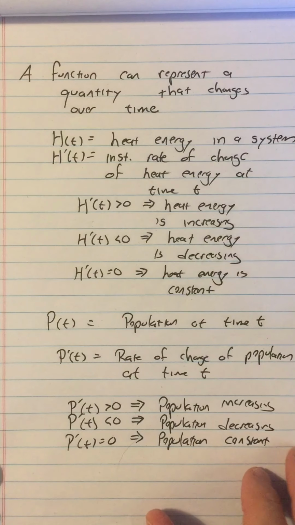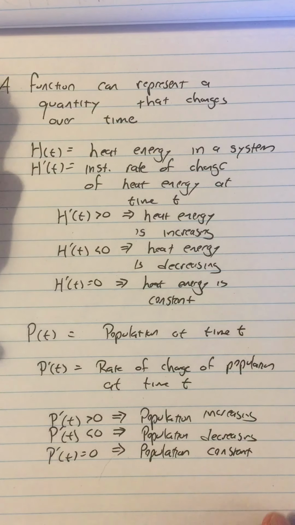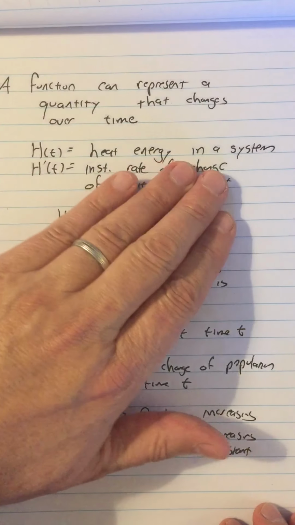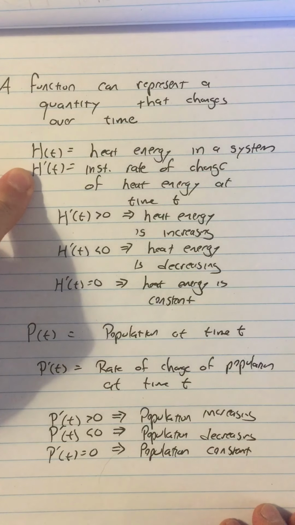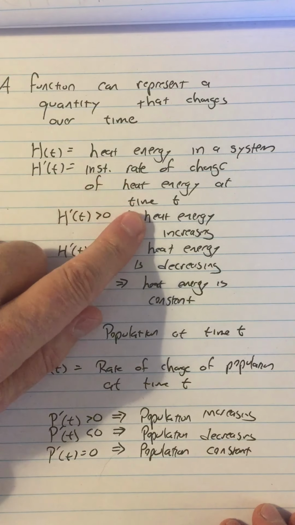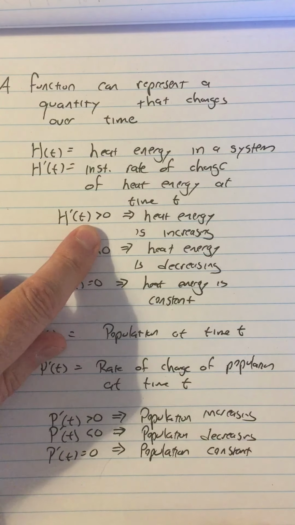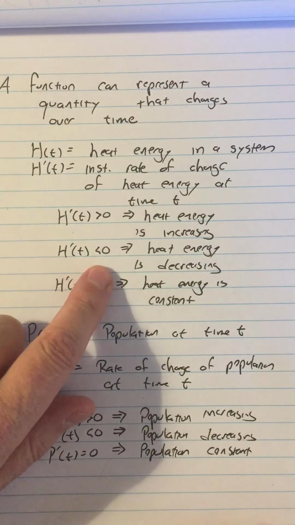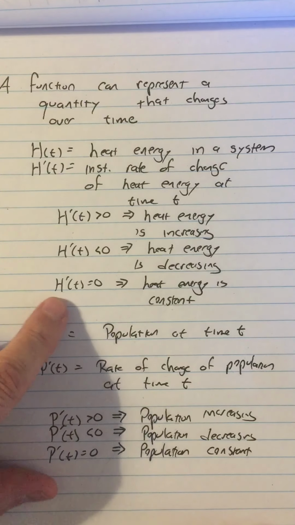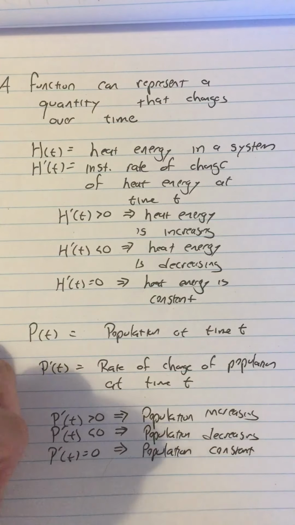All right, so we've talked very generally about how if a function describes some quantity, then the derivative of the function describes the rate of change of that quantity. And moreover, if the derivative is positive, we know whatever it is is increasing; if the derivative is negative, whatever it is is decreasing; and if the derivative is zero, whatever it is is constant.